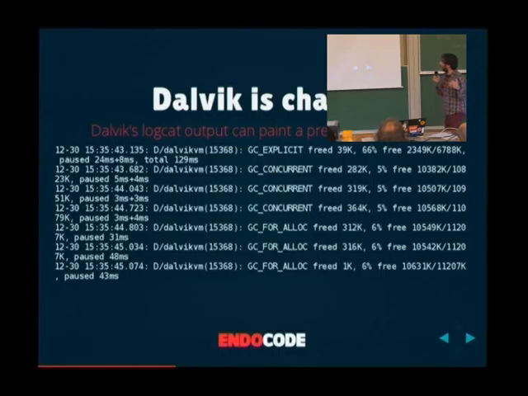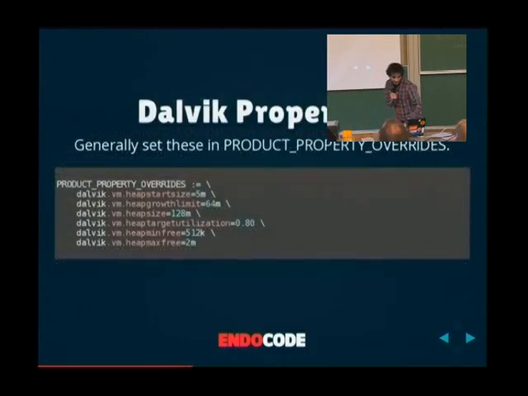Then there's GC concurrent, which is the normal garbage collection. This runs when the amount of free memory goes below a certain threshold. We'll see a bit more about this in the next slide. And then there's GC for alloc, which happens when you're trying to allocate an object and the heap doesn't have enough space. So it has to do a garbage collection and then grow the heap to make space for that object.